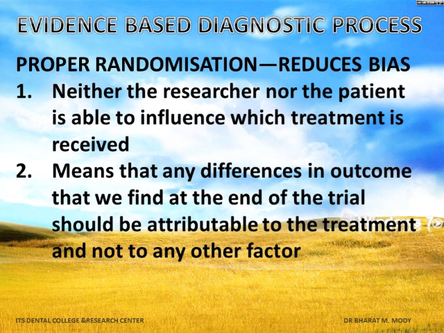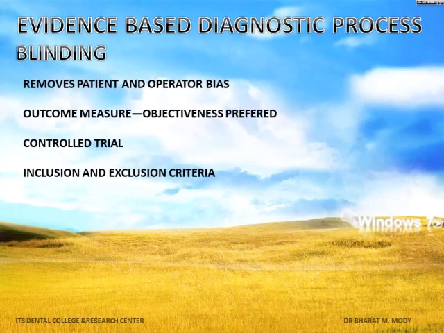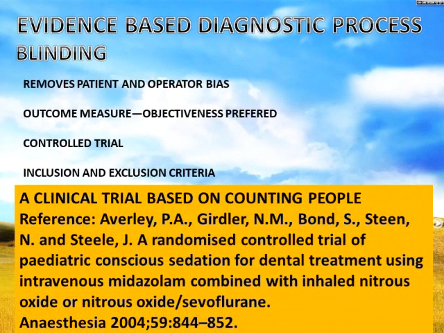Randomization reduces bias. The researchers don't know, the patient also doesn't. The mean difference in the outcome at the end of the trial should be attributable to the treatment and not to any other factor. This is what randomization does. Blinding, on the other hand, reduces the patient and operator bias. So that kind of bias is reduced, and there is objectiveness, because it is a controlled trial.